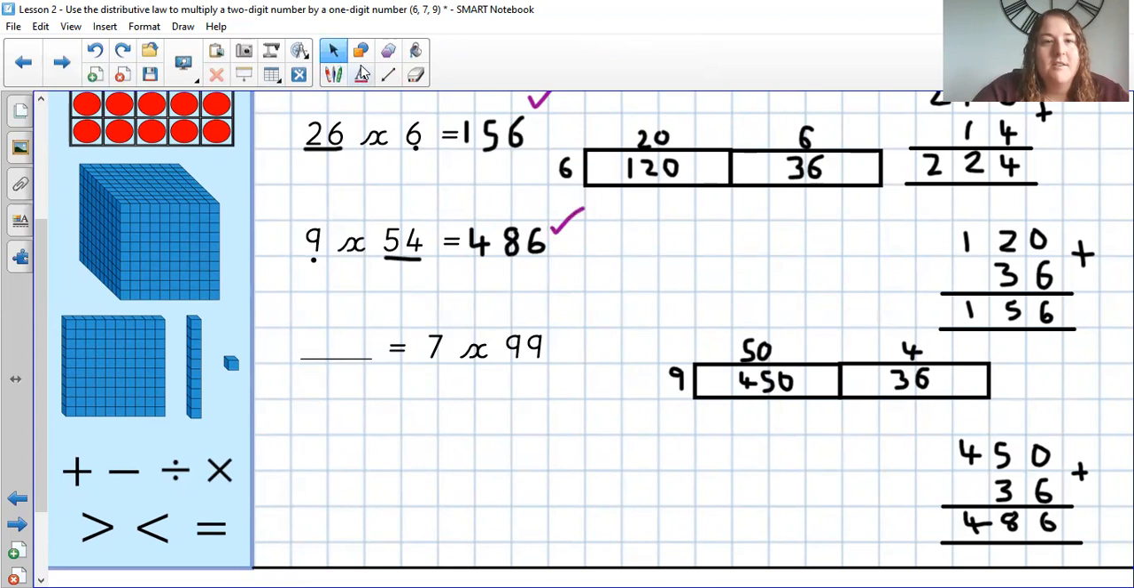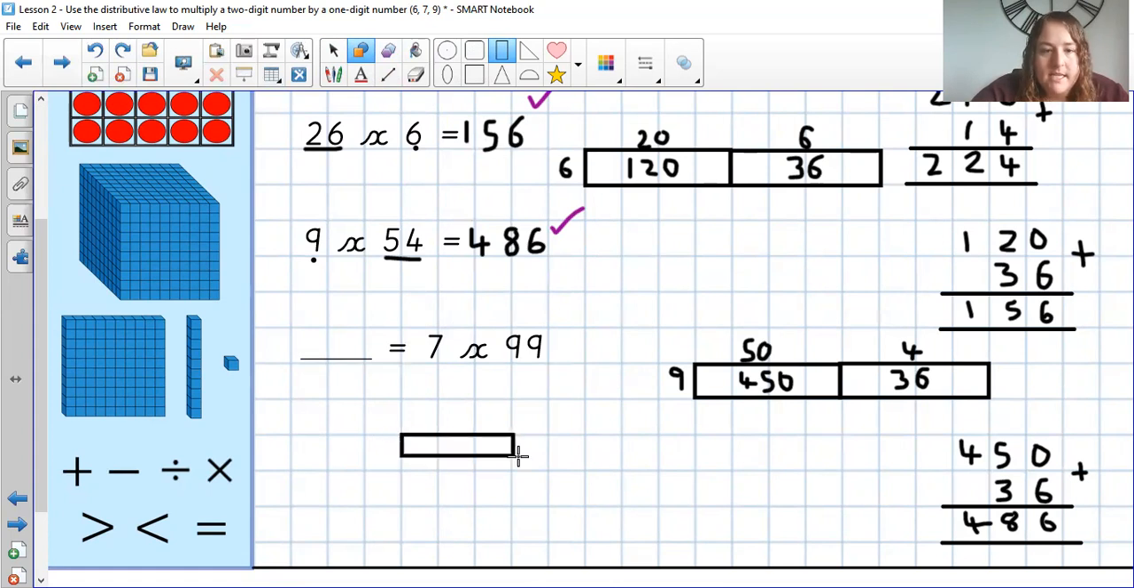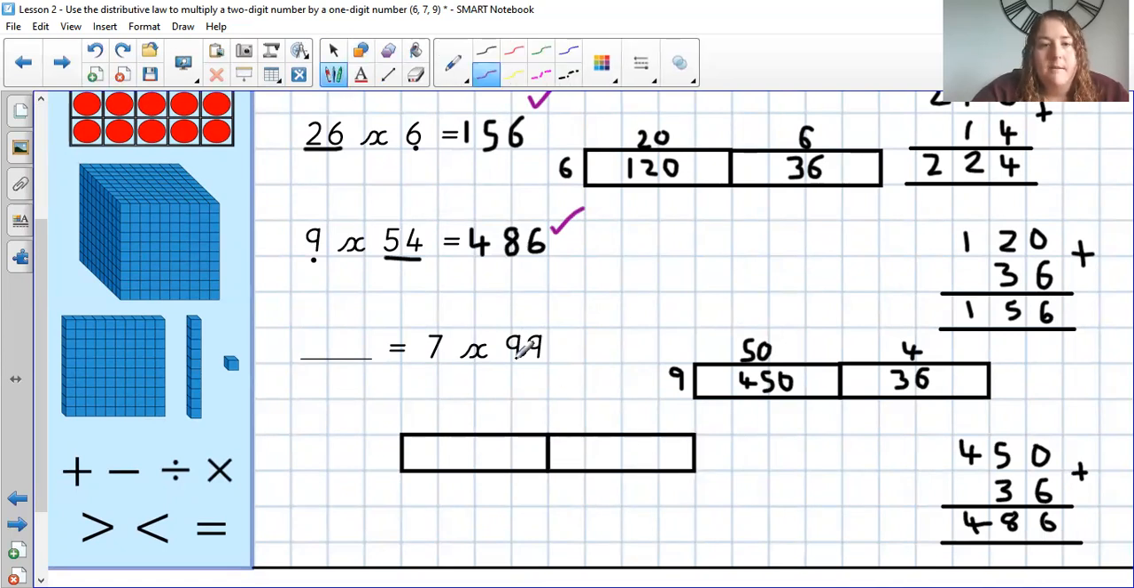Okay, only one more to do. So this time something is equal to 7 times 99. Again, it doesn't matter which way round it is. I'm going to draw my partitioning grid. And I'm partitioning 99 as my 2-digit number into 90 and 9. And then we're timesing everything or multiplying everything by 7.